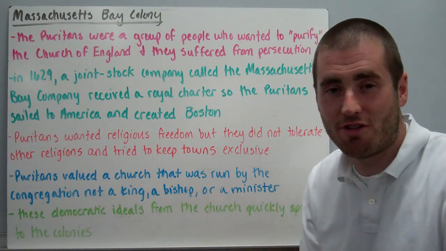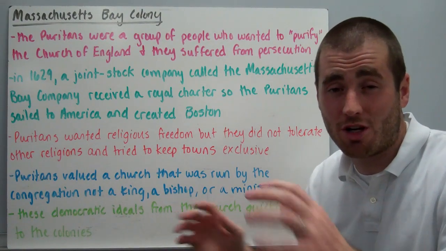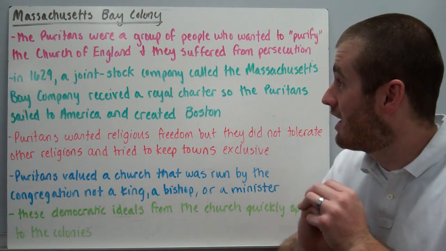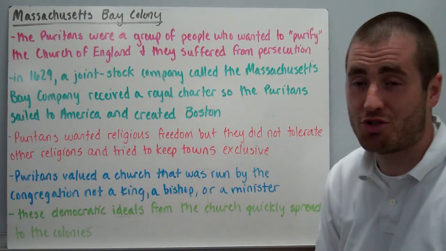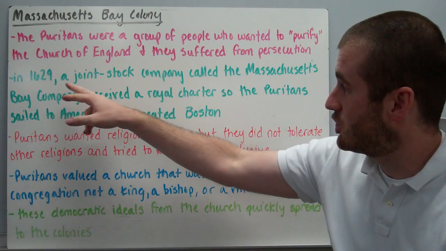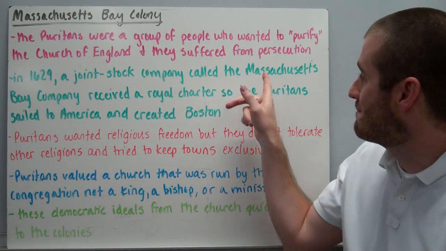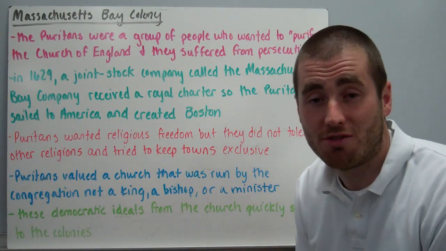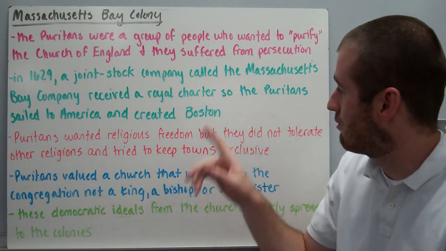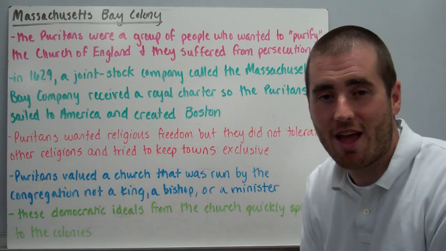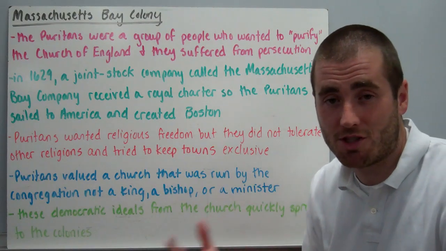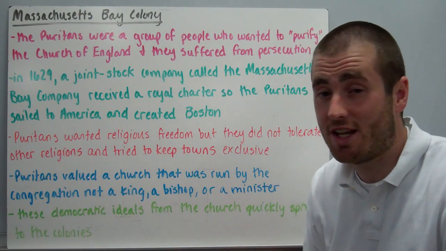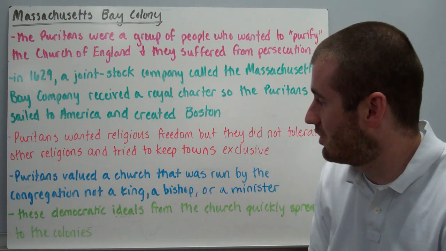And people said the Church of England was still kind of like the Catholic Church, and they wanted to purify that. So the Puritans wanted to purify the Church of England, make it whole again, make it right, and they suffered a lot of persecution for that. So in 1629, a joint stock company named the Massachusetts Bay Company received a royal charter to start a new colony. So the Puritans sailed to America and landed in Massachusetts Bay Area, and they started the city known as Boston, which obviously becomes a very important city in United States history, and it still is today.